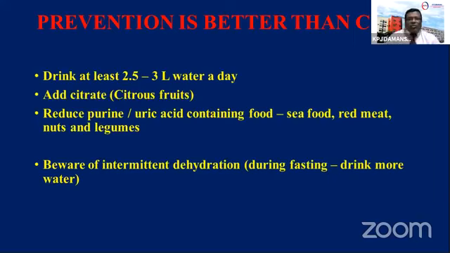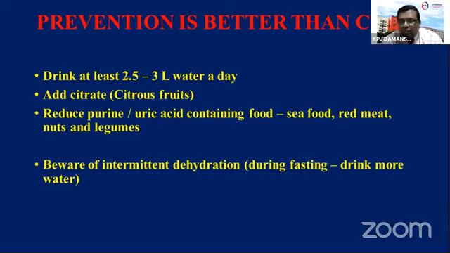Okay, now coming to near the end of my session. Prevention is always better than cure. When we treat stones, after treating the stones, we usually have to advise the patient. How do you prevent stones?